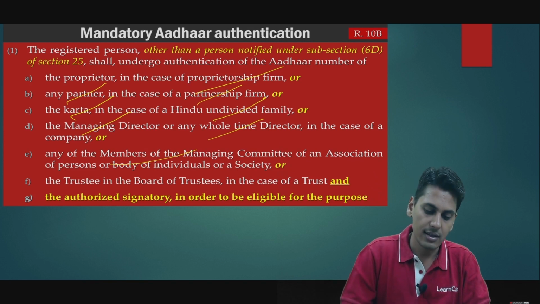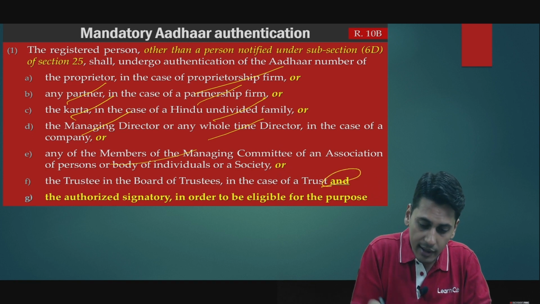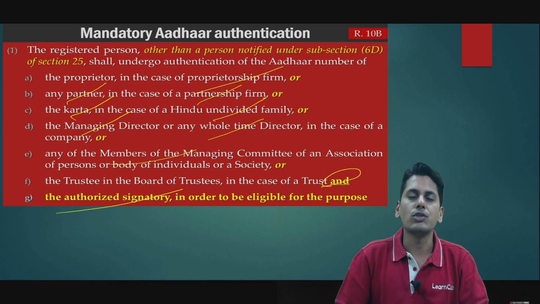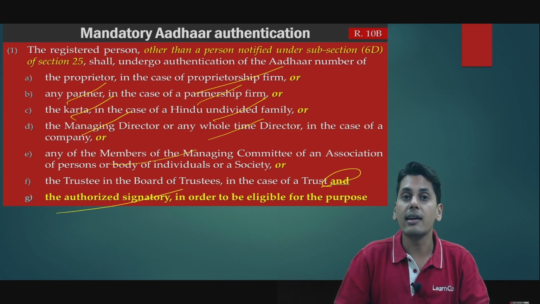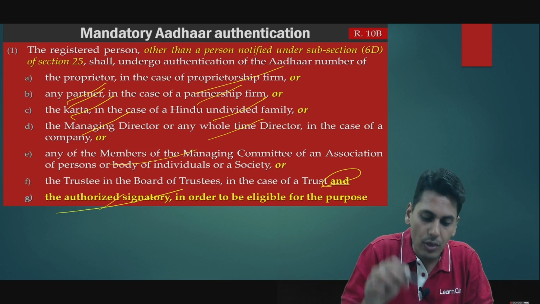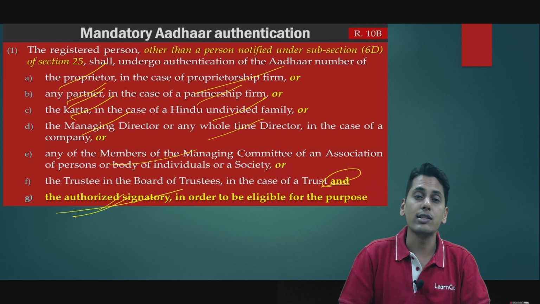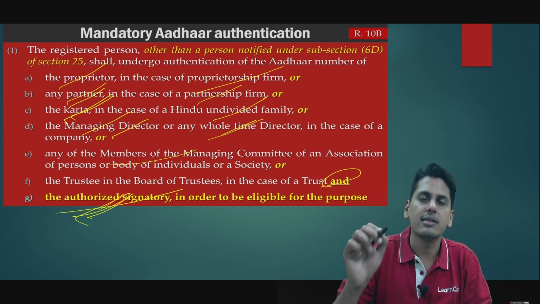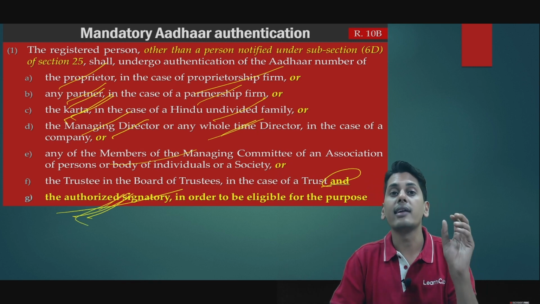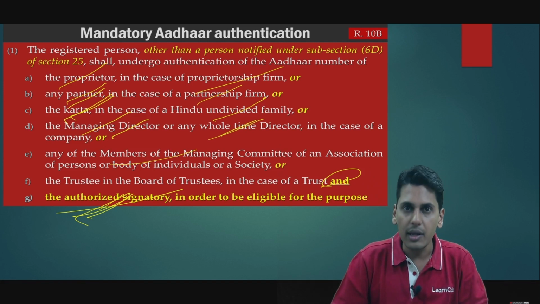In case of a trust, the trustees who are there in the board of trustees, and along with all of them, the authorized signatory has to carry out the Aadhaar authentication. Say for example, in case of a partnership firm, whose Aadhaar needs to be authenticated? It is the partner and the authorized signatory. In case of a proprietorship firm, the proprietor and the authorized signatory. In case of an HUF, the Karta and the authorized signatory. In case of a company, it is the MD or whole-time director and the authorized signatory. These persons' Aadhaar authentication needs to be done. Only then the activities which are mentioned in Rule 10B could be carried out.